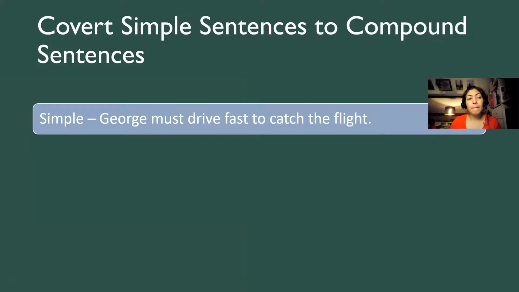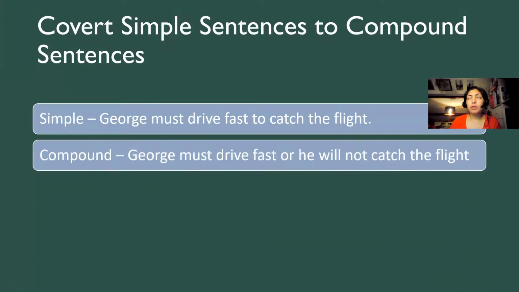All right. Now, how can we make this a compound sentence? Now, remember, when you make a compound sentence, you need to have two clauses of equal rank. It means they have to be two independent clauses or two coordinate clauses. Now, what are coordinate clauses? I'll explain in the next slide. So, for example, just have a look. I'll tell you what to do later. George must drive fast or he will not catch the flight.